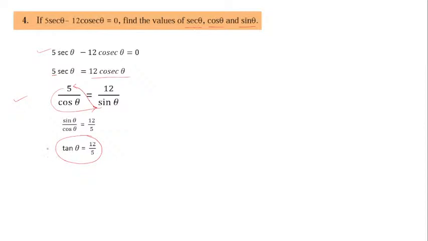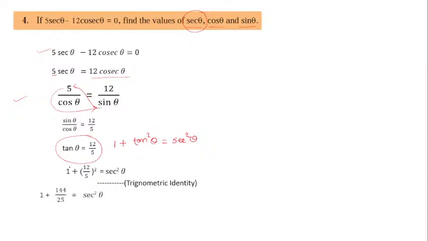Now we have the value of tan theta, and first of all we should find the value of sec theta. So we have to use the second trigonometric identity, that is 1 plus tan square theta is equal to sec square theta. So this is the second trigonometric identity. So we'll replace tan theta by 12 by 5, that square, is equal to sec square theta. So 1 as it is plus 12 square is 144 divided by 25 is equal to sec square theta on the right hand side as it is.